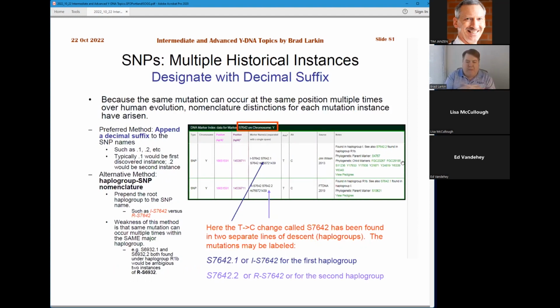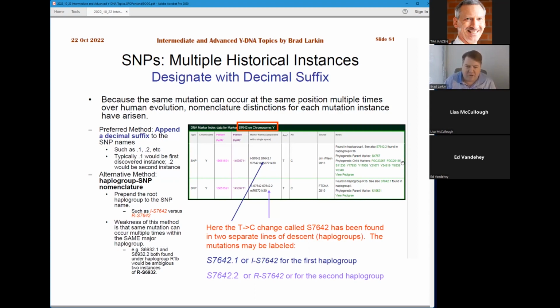Multiple historical instances of a given, let's call it chemical change, are represented with decimal suffixes. I think that's the best way to do it. Some people are using the whole haplogroup to distinguish, like IS7642 versus RS7642. That would work if they only ever happen once in a haplogroup, but in fact, they can happen more than once in the same haplogroup. For instance, S6932 has occurred in 2 different lineages in R1b. So I think the best way to do it is to use a decimal suffix 0.1, 0.2, 0.3 to show which time it occurred.